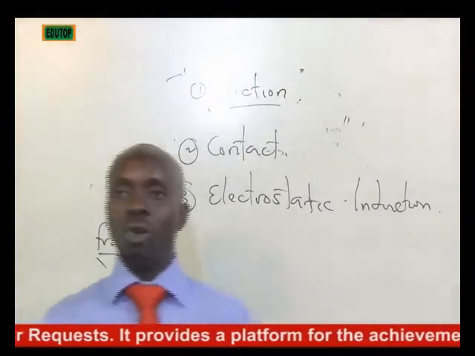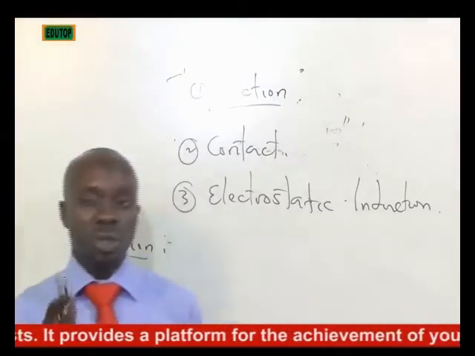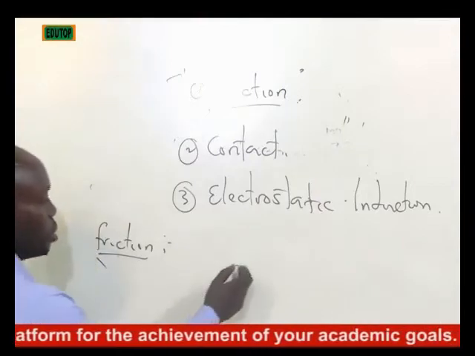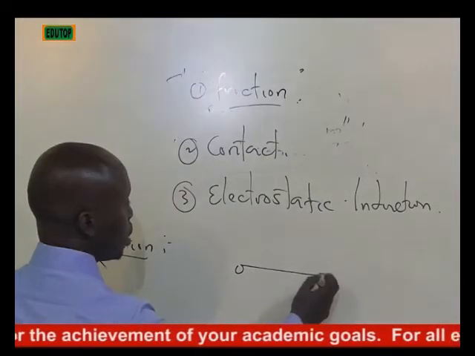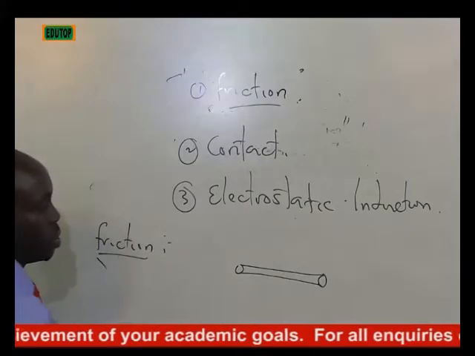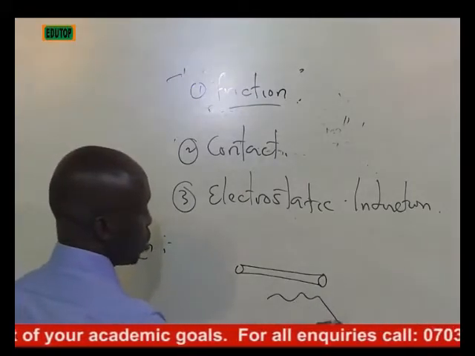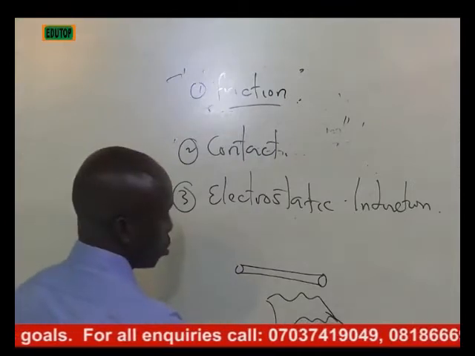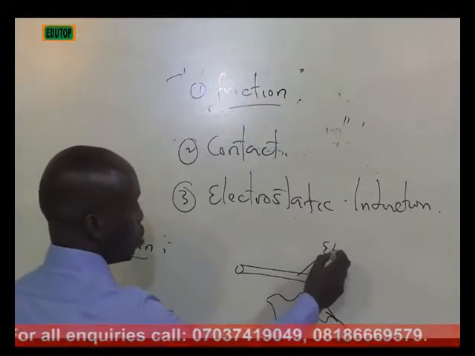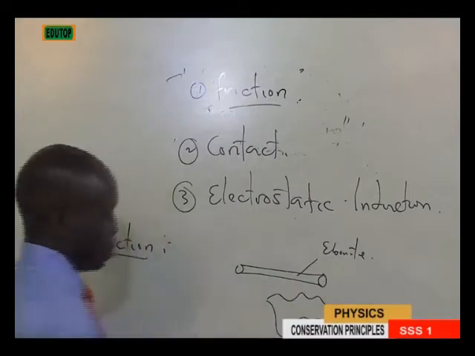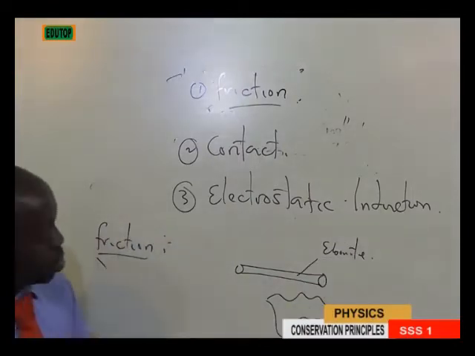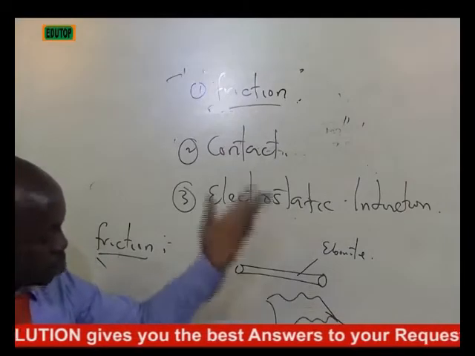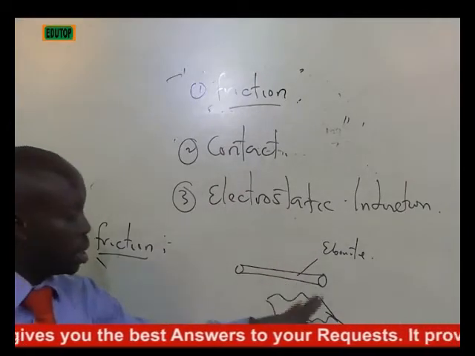When an ebonite rod and fork come together, due to friction, the ebonite rod gets charged. What do we mean? If this represents an ebonite rod, and this represents a fork, which is just like an animal skin, do you understand? This is your fork and this is your ebonite rod. This fork represents probably an animal skin, or any insulating object.